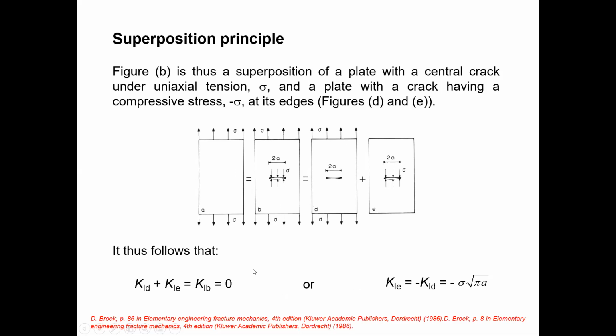So if you get the KI, this is diagram D, this is diagram E. If you get the diagram D KI value and the diagram E KI value, then the sum will be equal to this one, and this one has no stress intensity factor, so it is equal to 0. So all this summation and this stress intensity should be equal. Then you can get this one equal to this one minus this one.